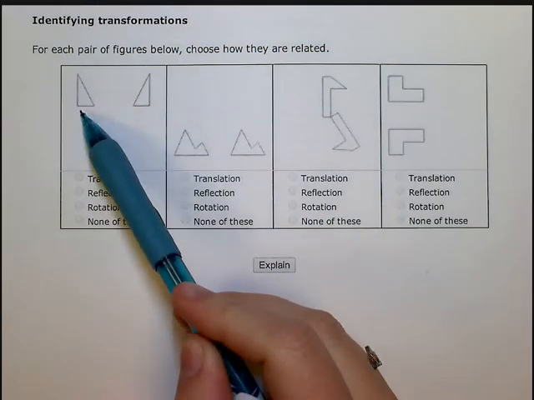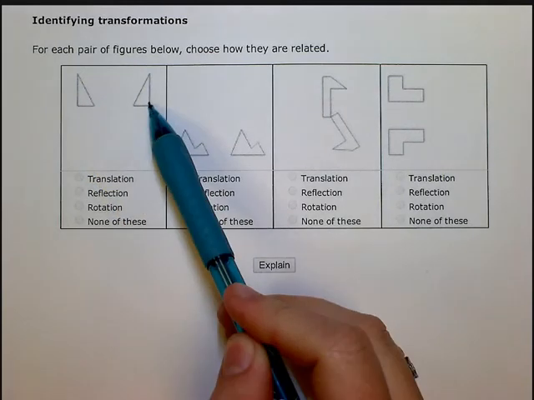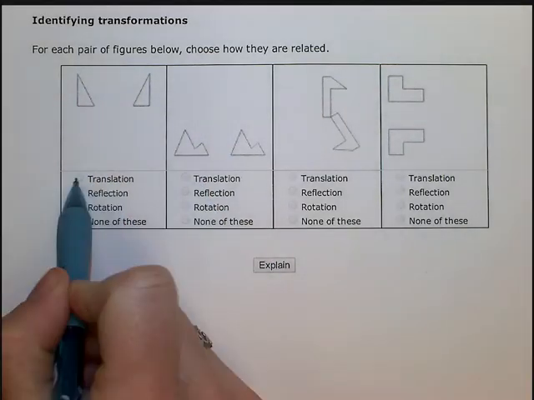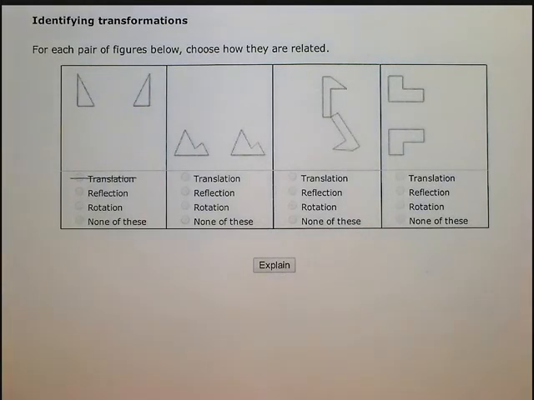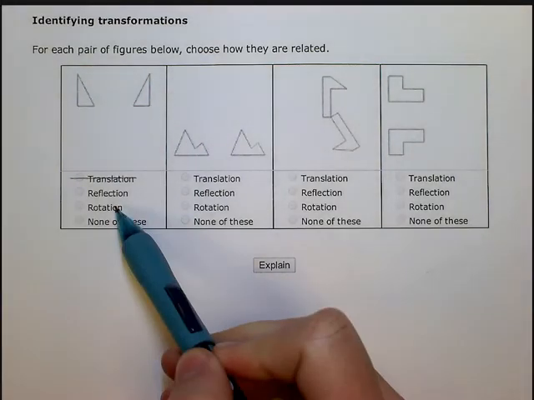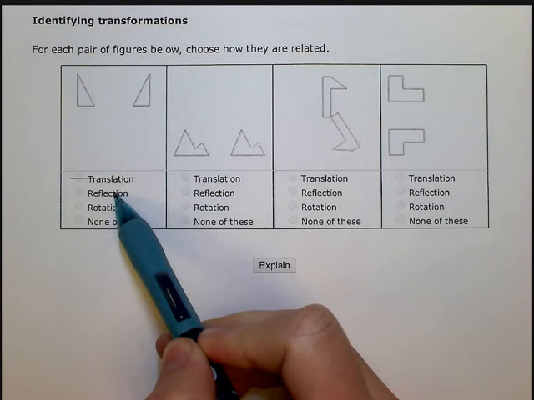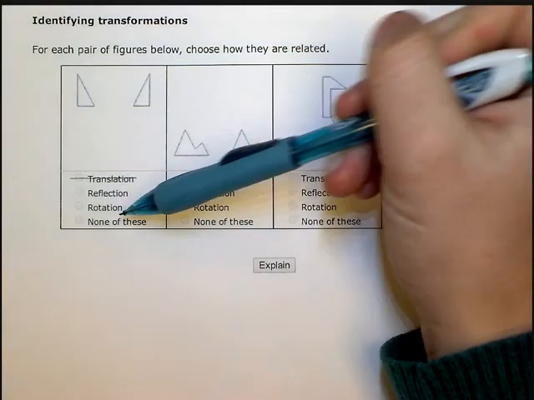First of all, you recognize that the image is backwards. So you know it can't be translation because a translation just moves it without flipping it or turning it or changing it at all. So what I need to decide is, was this image reflected across the line or was it rotated?